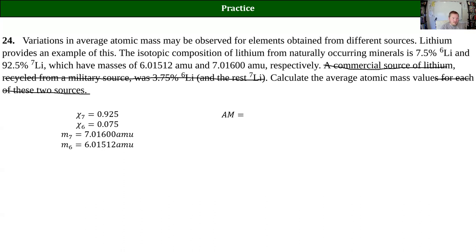So atomic mass equals 0.925 times 7.0160 plus 0.07275 times 6.01512.